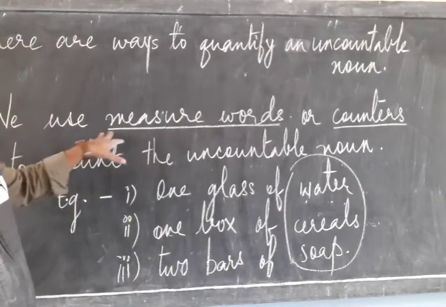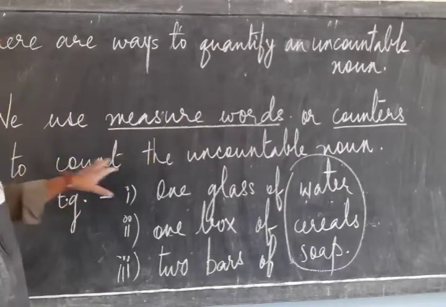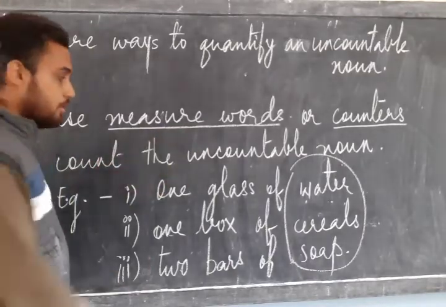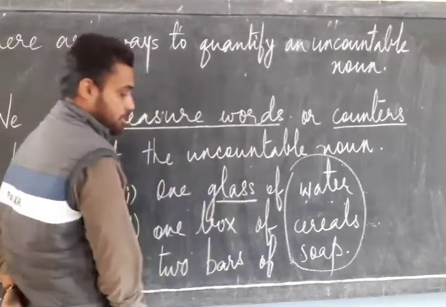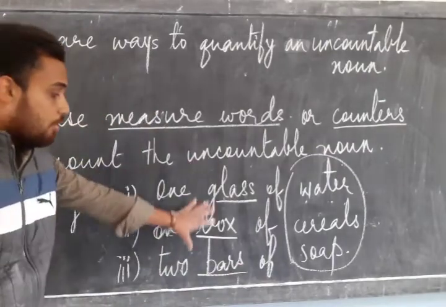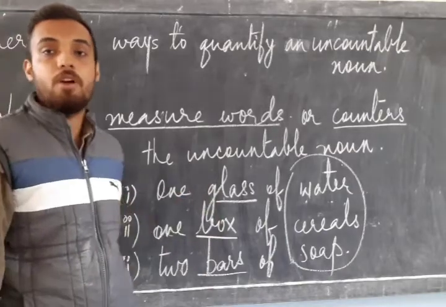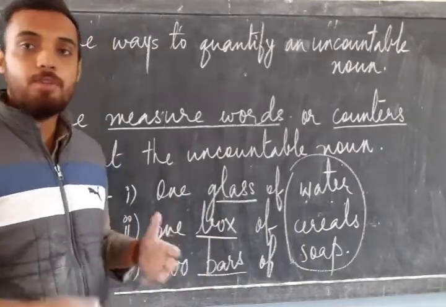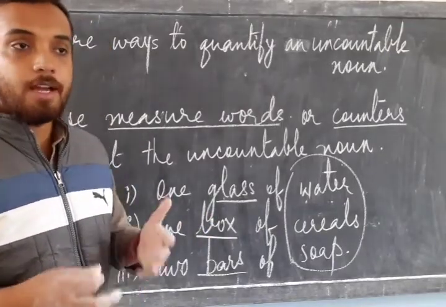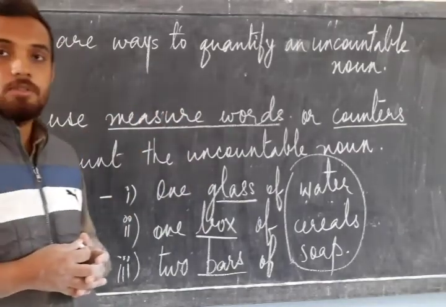Over here, the uncountable nouns are water, cereals and soap. We use measure words or counters to count the uncountable noun. What are the measure words here? Glass, box, bars. All these words that I have underlined are countable nouns, and we use them as counters or measure words. That is how we quantify uncountable nouns.